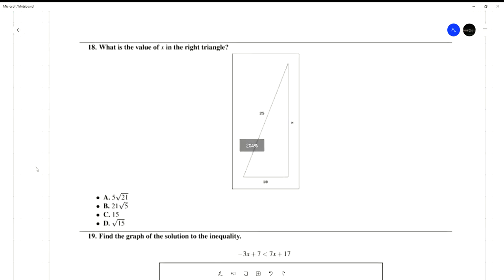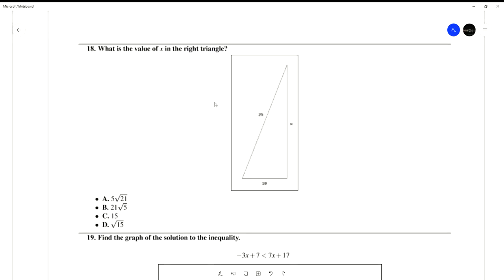Okay, first problem here is, what is the value of x in the right triangle? So these numbers are a little blurry, but the hypotenuse is 25. Let me rewrite that for you here. This is 25. This is x, and this, I believe, says 10.